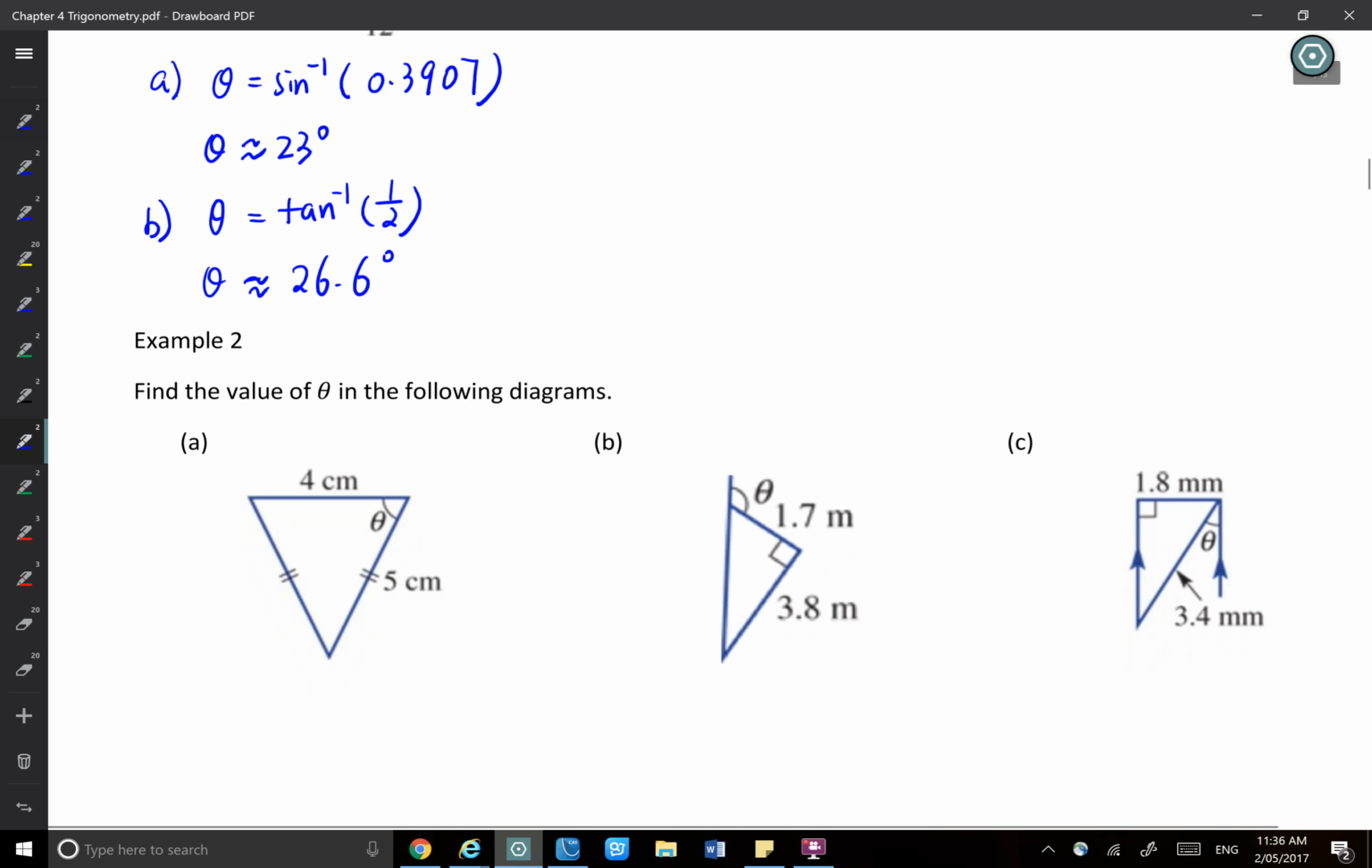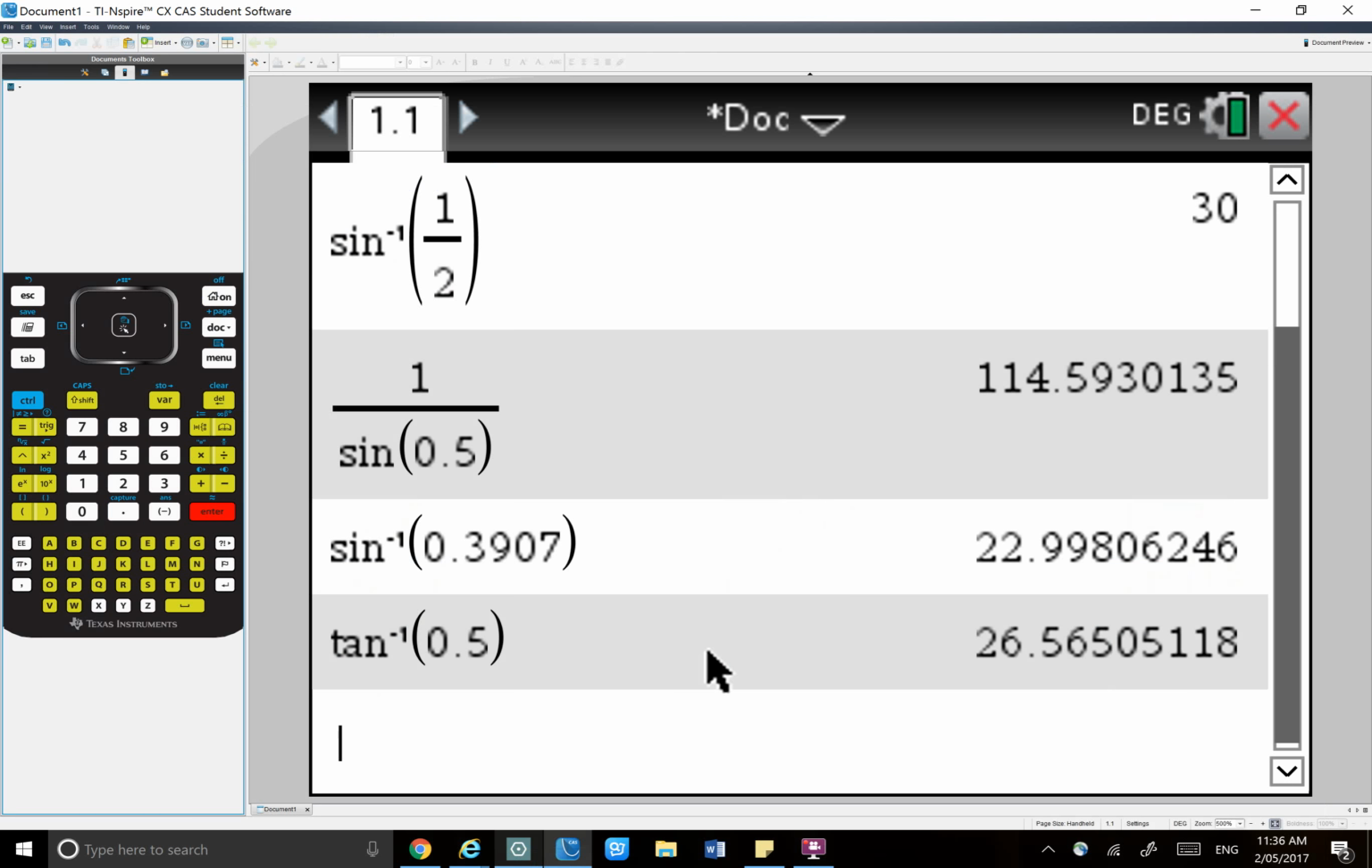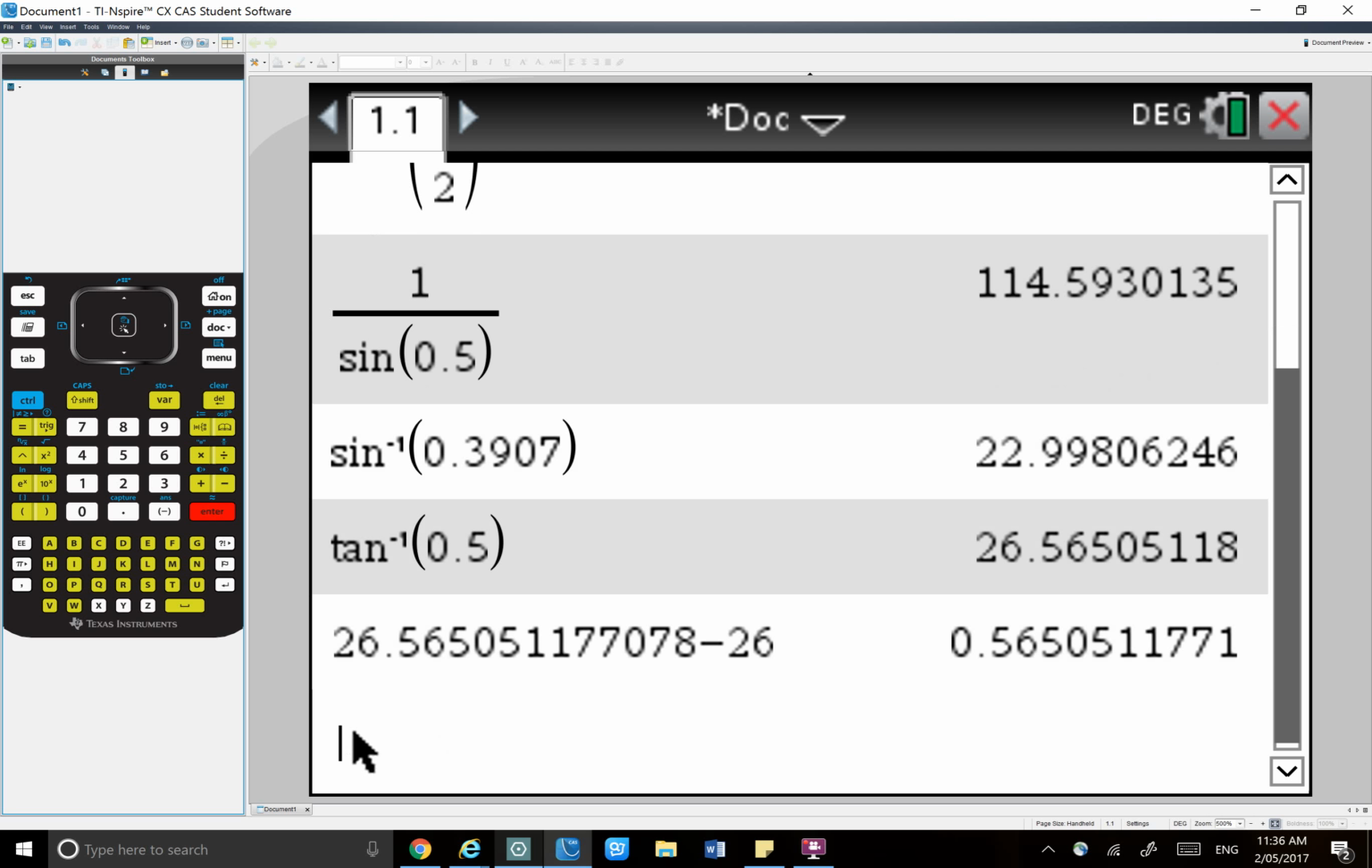Convert that into minute and second. How can you convert that into minute and second? I will go to the calculator page, and that's 26 degrees. I will subtract 26 and take off the whole number part. 26 degrees is already the whole number part, and the decimal is like that.